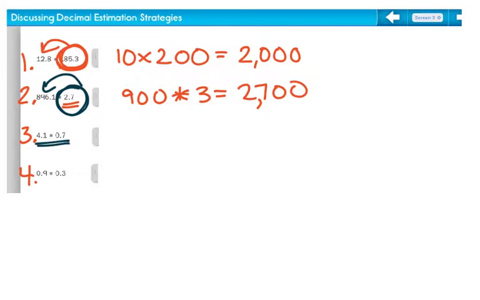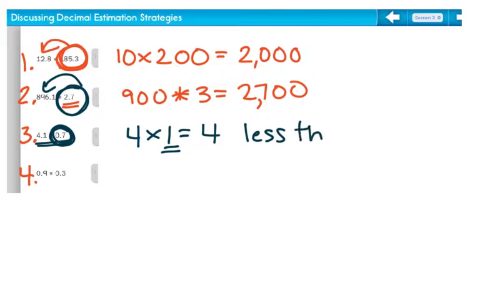How about this one? 4 and 1/10 times 7/10. Well, just think of 4. 4 and 1/10 is closest to 4, and 7/10 is close to 1. So 4 times 1 equals 4. But this is less than 1 whole. So our answer is going to be less than 4 and 1/10. We're going to have less than what we started with. Same thing, 9/10 times 3/10. Our answer is going to be less than what we started with.